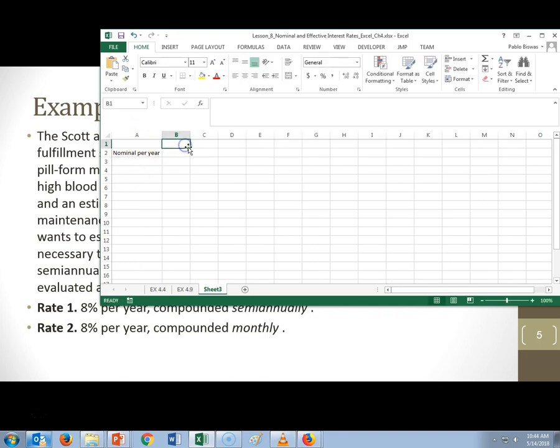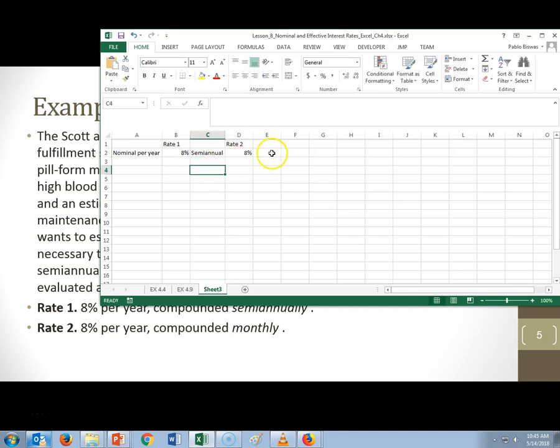So rate 1, which is 8%. Let me make it a percentage cell. Rate 2, this is also 8%. Okay, let me write it down. The compounding period is semi-annual in this case. And this is month.